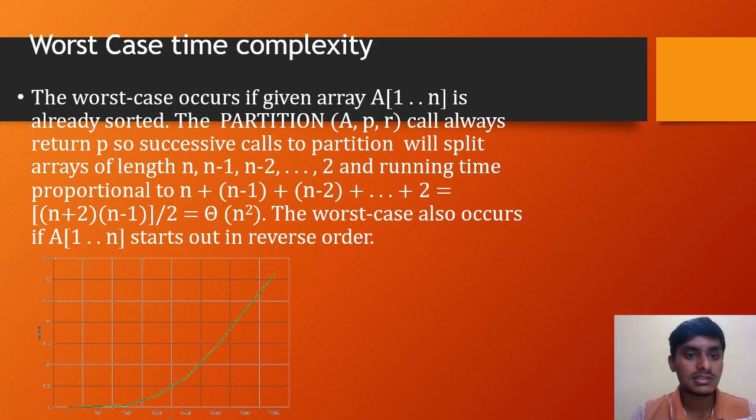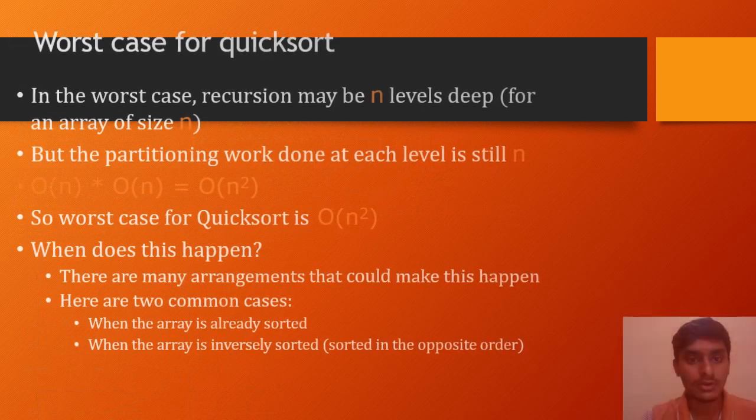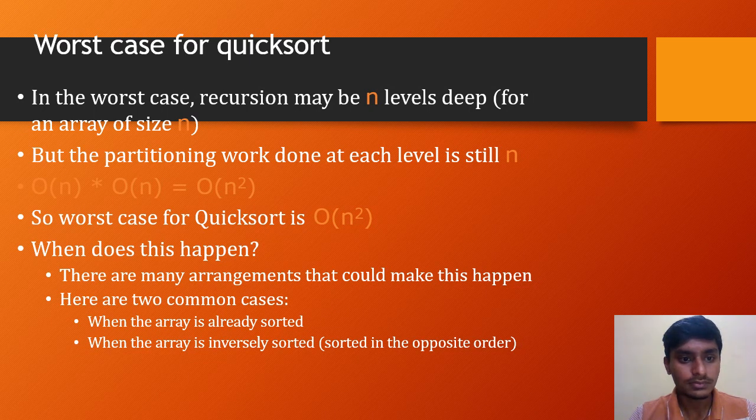And then next is the worst case for quicksort. In the worst case, recursion may be n levels deep, but the partition work done at each level is still n. So the worst case for quicksort is O of n square. When does this happen? There are many arrangements that could make this happen. Here are two common cases: when the array is already sorted, and when the array is inversely sorted.